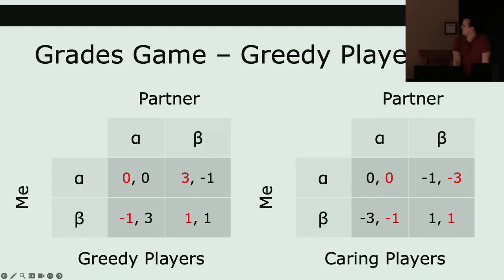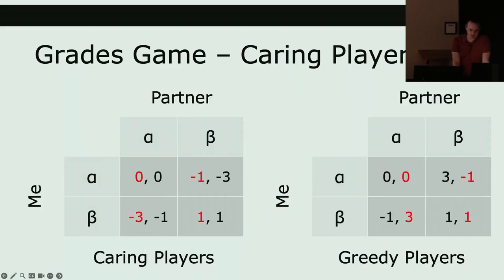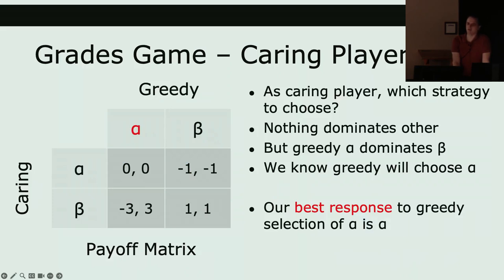So we gave this example of a greedy player versus a caring player, and we said, okay, as the greedy player, alpha dominates beta. Then we looked at the caring player, and the caring player did not have a dominated strategy, but they knew through their analysis that they were playing against someone who did have one, right? So if the other player had the best strategy of choosing alpha, then you knew that they were going to choose alpha, and so you would choose the best response to playing alpha. Okay, so that was putting yourself in other players' shoes.